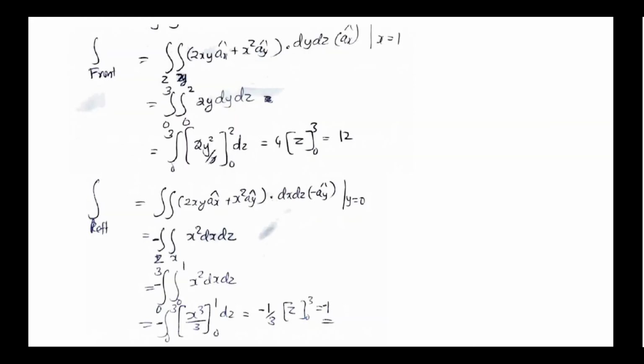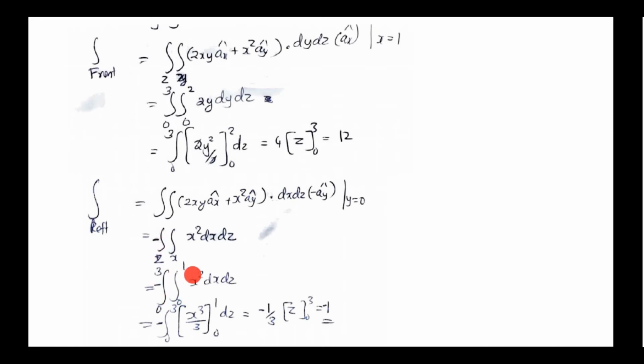So if you substitute that, that will be 2xy ax cap plus x square ay cap dx dz minus ay cap, put y equal to 0. So if you integrate this one, you have y dot ay only will be preserved, the other one will be 0. So x square dx is 0, y has no significance. So if you integrate x square dx dz, there is a minus, so I have kept it here.